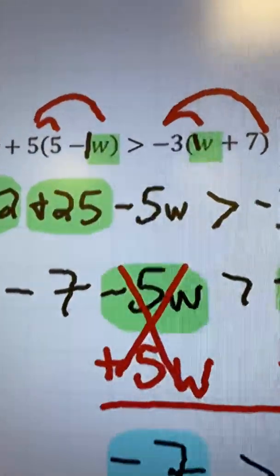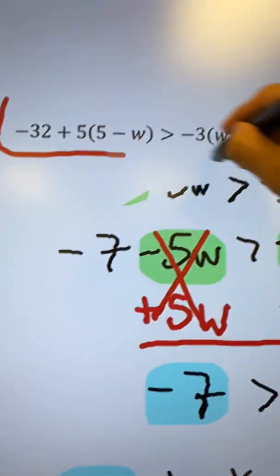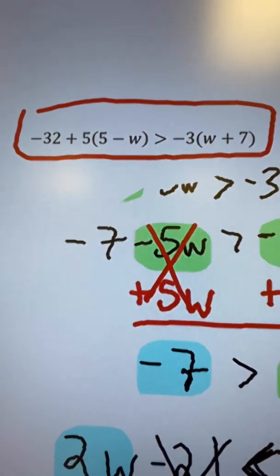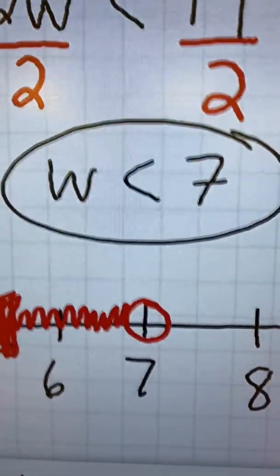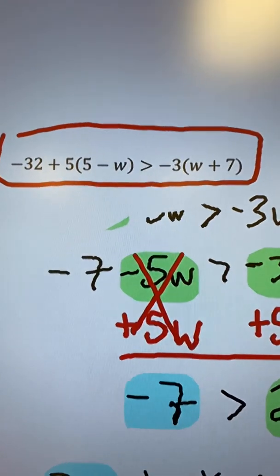So pretty much that's the inequality. If I were to erase this, you can see that we started with this. So going back to my solution, any number less than 7, if you substitute it into that inequality, will make it a true statement.